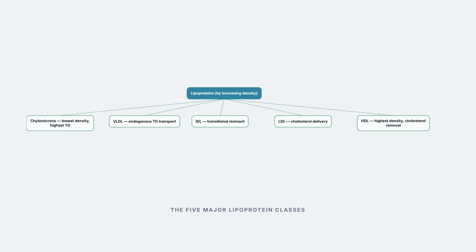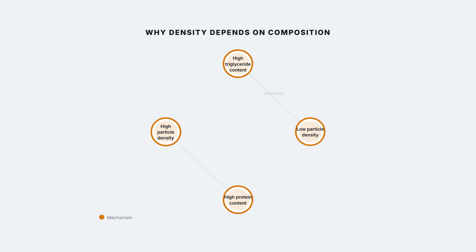Classification is based on density, determined by ultracentrifugation, and density is inversely related to lipid content. Chylomicrons are the lowest density, packed almost entirely with dietary triglyceride. HDL is the highest density, packed mostly with protein. That inverse relationship exists for a simple compositional reason. Triglyceride is lighter than protein. So a particle stuffed with triglyceride, like a chylomicron, floats at low density, while a particle built mostly of protein and cholesterol ester, like HDL, sinks at high density.